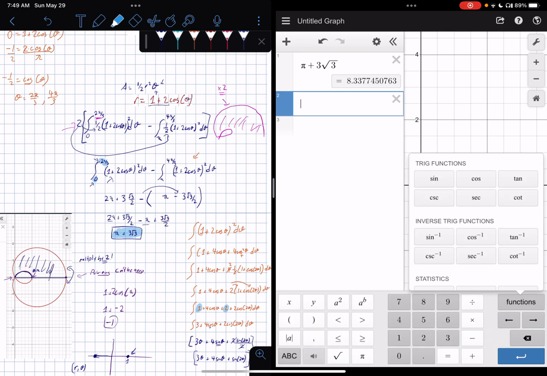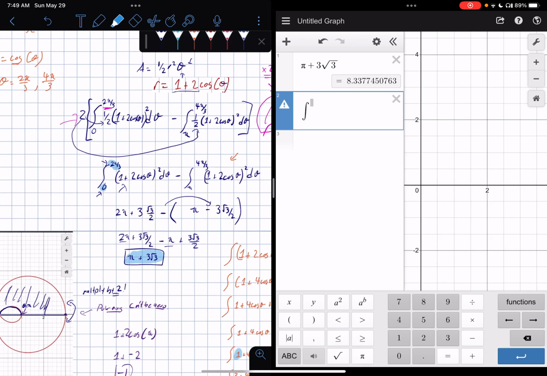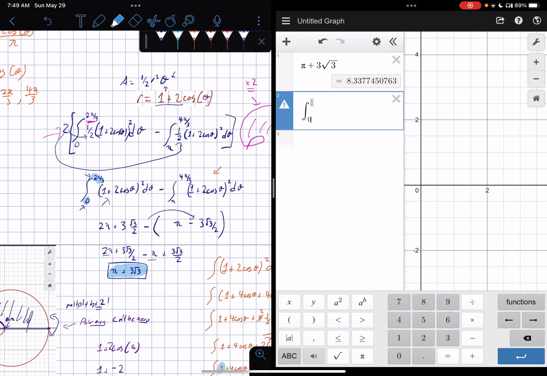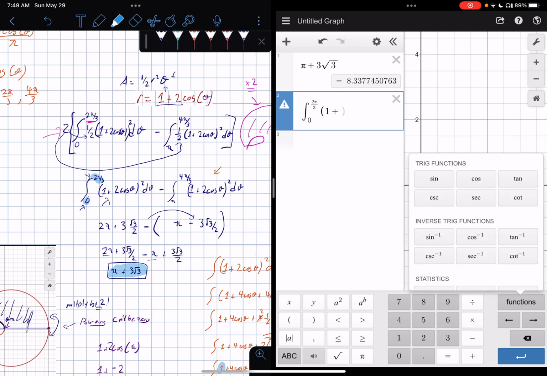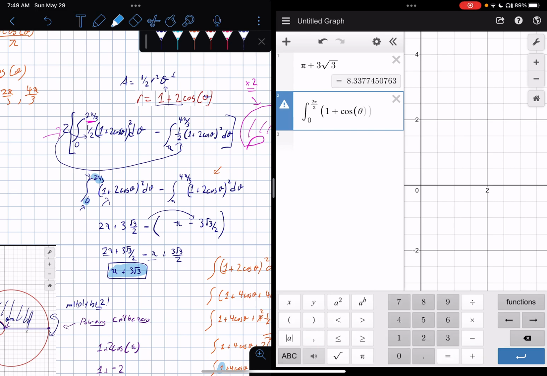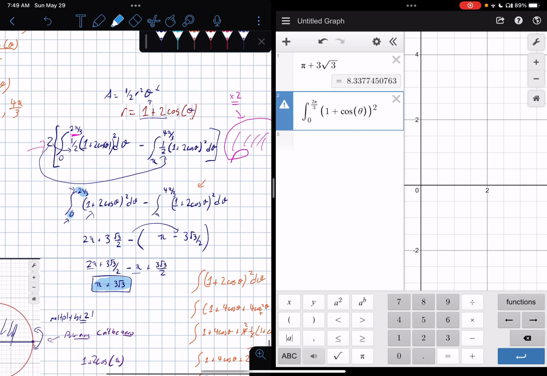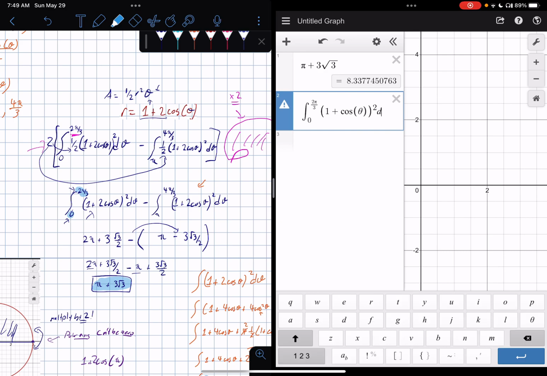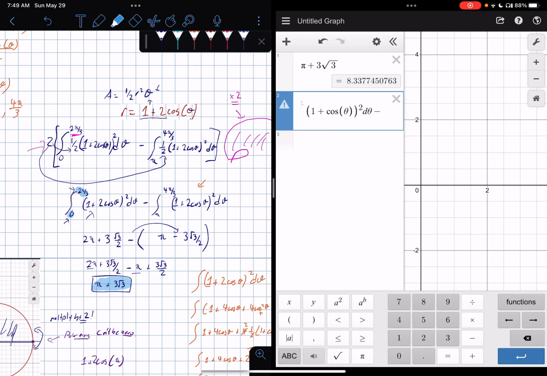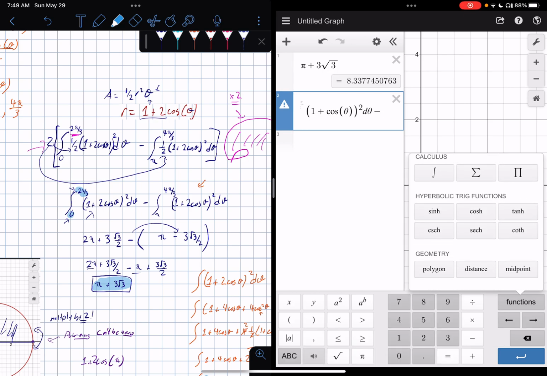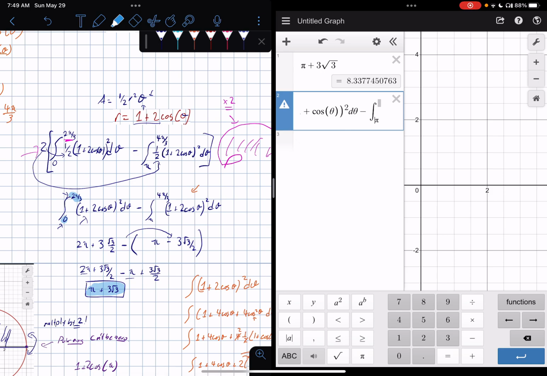So I can just say this is the integral of, I'm going to neglect the 1/2 since they cancel out, 1 plus 2 cosine theta squared d theta, minus the integral of, from pi to 4 pi over 3.